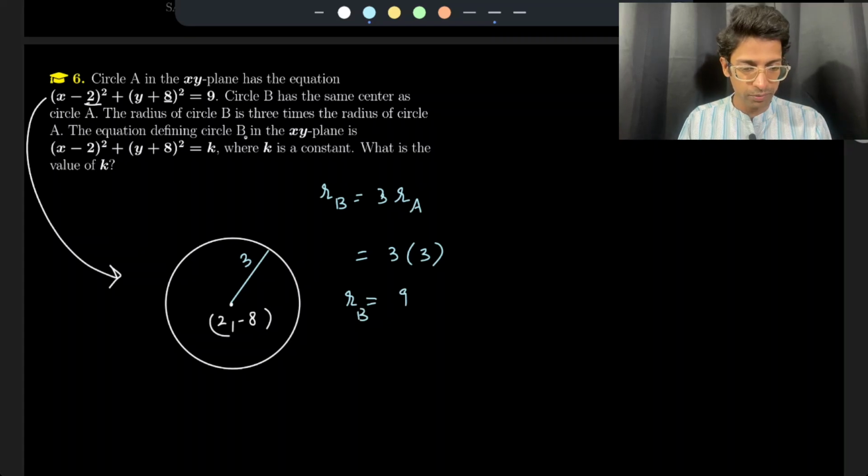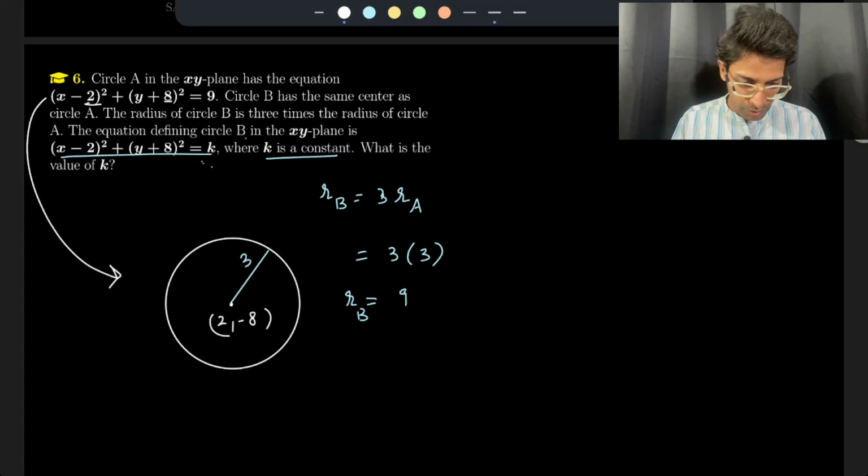The equation defining circle B in the xy plane is given like this. Yes, of course, the center is the same. So where k is a constant, what is the value of k? Now please be careful here. Don't mess this one up.